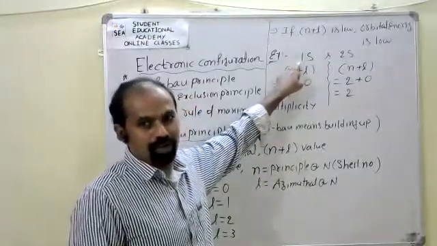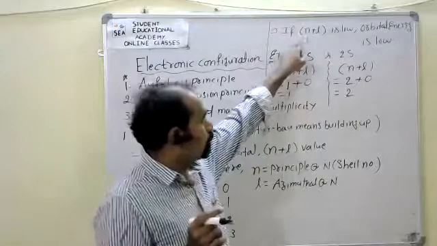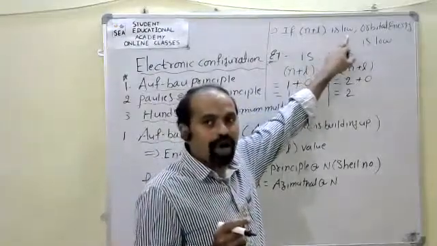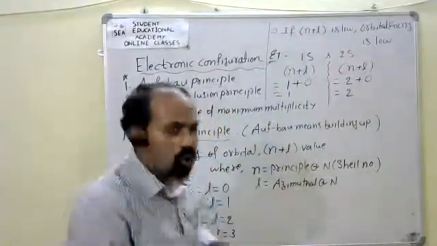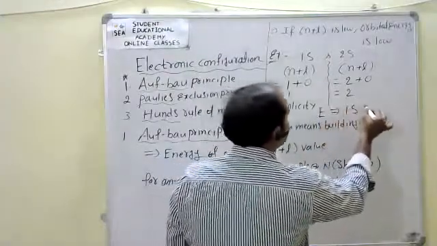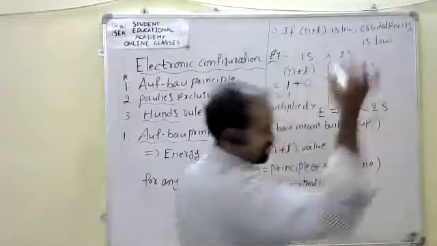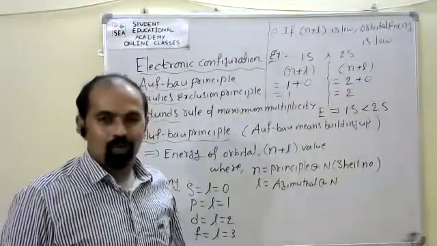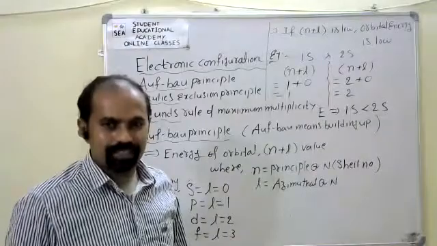1s orbital. If n plus L value is low, orbital energy is also low. So what is the energy order? 1s is less than 2s.